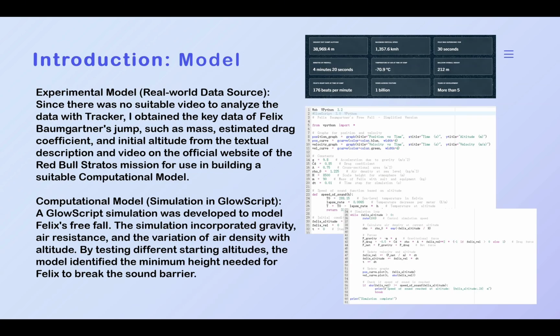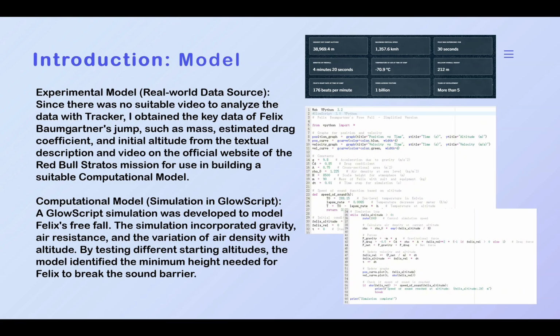And about the models involved in this lab. Since there was no suitable video to analyze the data with Tracker, I obtained the key data of Felix Baumgartner's jump, such as mass, estimated drag coefficient, and initial altitude, from the textual description and video on the official website of the Red Bull Stratos mission for use in building a suitable computational model.